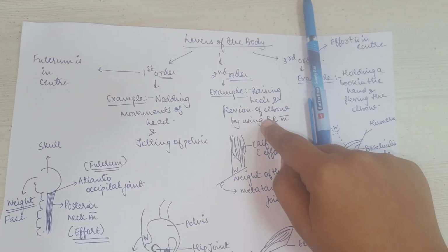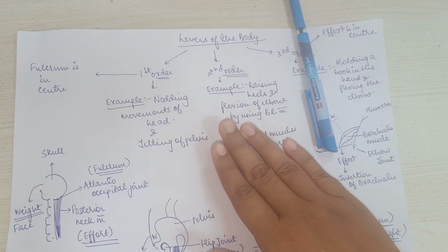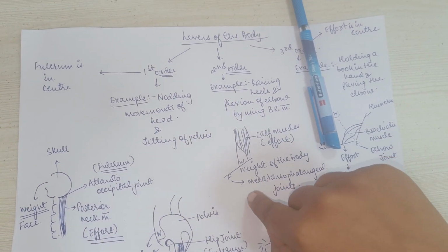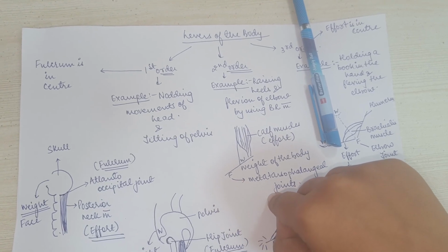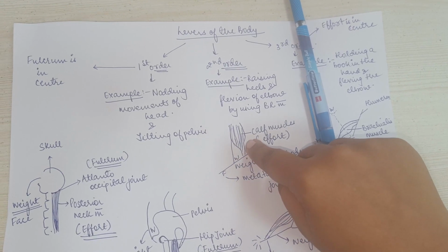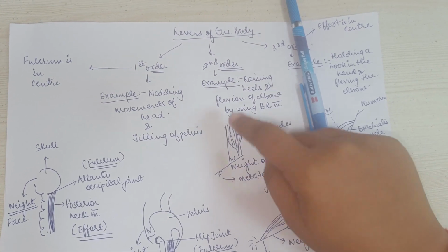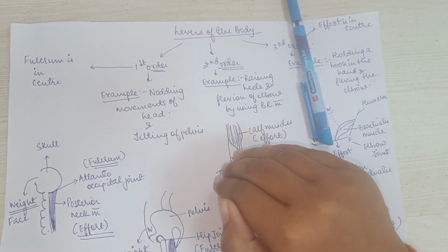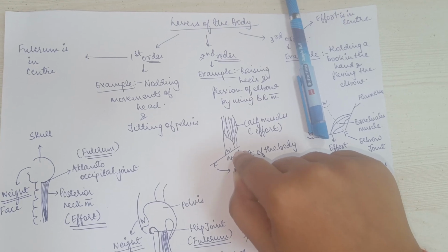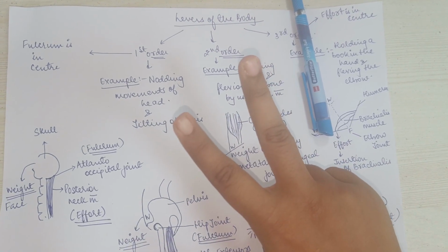Moving forward to the second order lever. In second order lever, the examples are whenever you raise your toes, raise your heels, your metatarsophalangeal joints become the fulcrum. The effort is given by the calf muscles and the whole body weight is transmitted through the ankle joint. So that becomes the weight. And as the weight is lying in between the fulcrum and the effort, it is said to be second order lever.